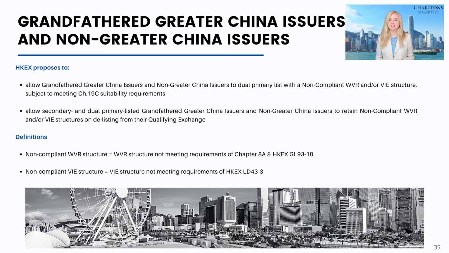When the listing application is made, the Hong Kong Exchange also has the right to reject the applicant on suitability grounds if its non-compliant weighted voting rights structure represents an extreme case of non-conformance with governance norms. For example, if the company has non-voting shares. What this means for grandfathered Greater China issuers and non-Greater China issuers which have non-compliant weighted voting rights and/or VIE structures that apply for a dual primary listing is that they will, provided the proposals are adopted, be assessed by the exchange in the same way as those applying for a secondary listing on the exchange.